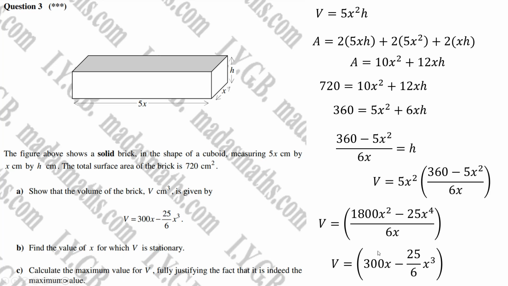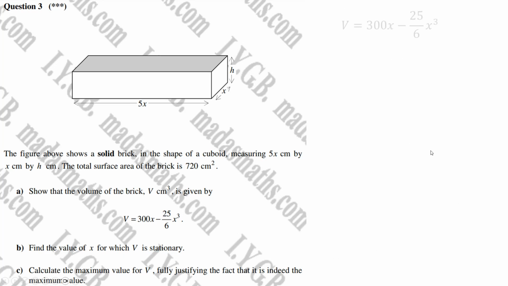Find the value of x for when V is stationary. Well, stationary points occur when the first derivative is equal to 0. So differentiate this, you've got 300, and then it's minus 3 multiplied by 25 over 6. Actually, I'll just go through it now. So 3 multiplied by 25 over 6, the 3 and the 6 cancel. So it's like saying a half multiplied by 25. That's 25 over 2. And then reduce the power by 1. So you have 300 minus 25 over 2 x squared. You'll get that. Set that equal to 0.